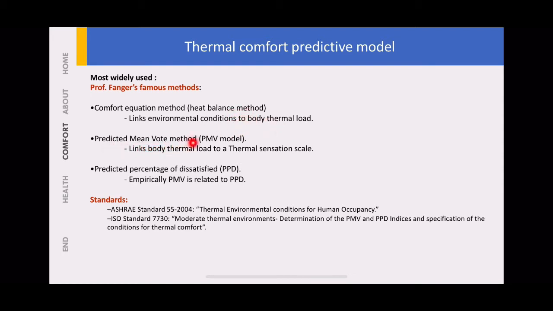The Predicted Mean Vote method, or PMV model, links body thermal load to the thermal sensation scale. This one is a survey. So if you go into a room that you have designed based on your calculation, but you really want to know what the people staying inside that room really feel, you give out a survey, and they fill it in, saying that, oh, actually, I'm not comfortable in this room.